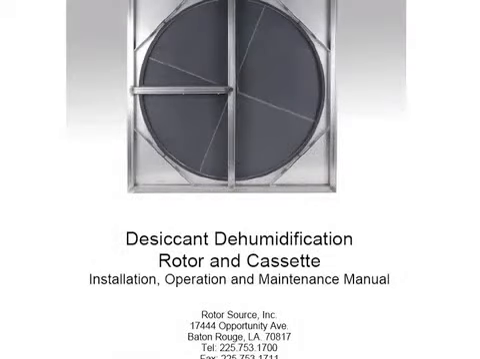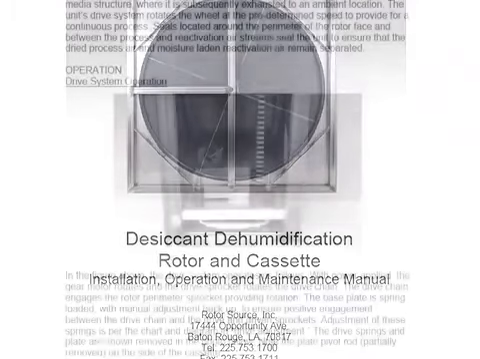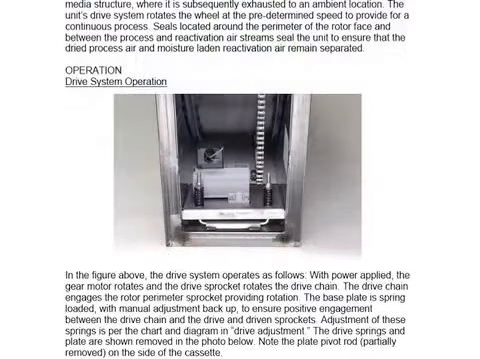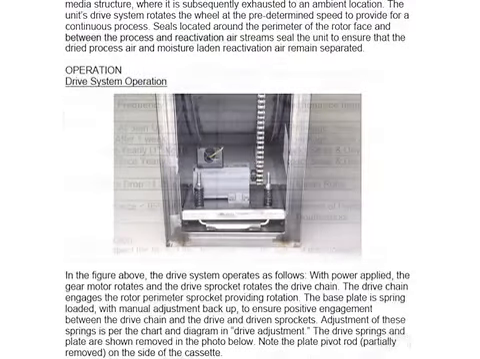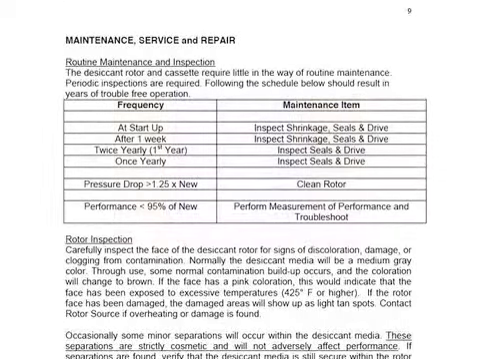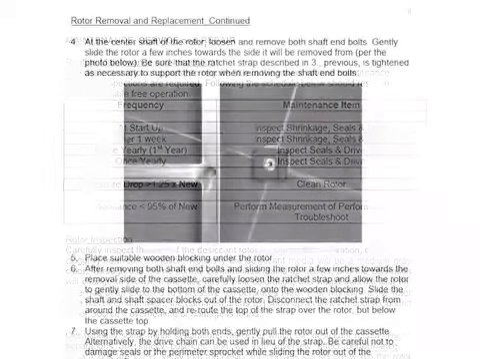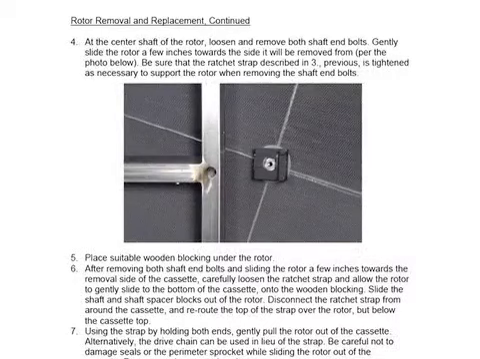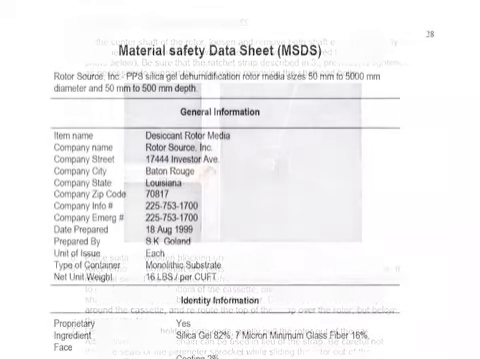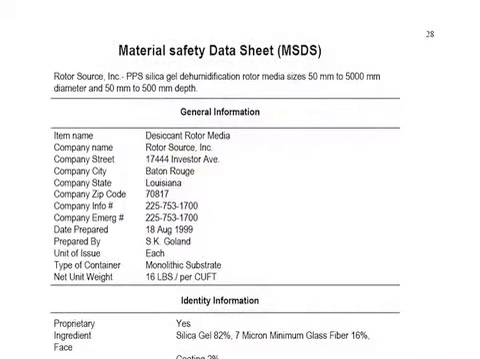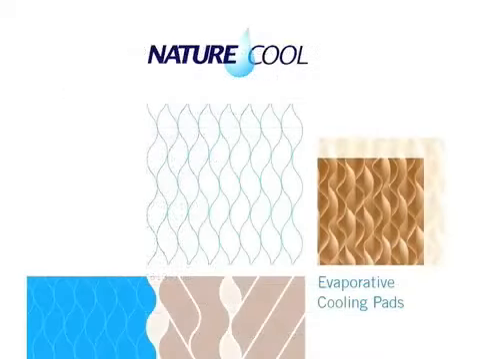Similarly, for dehumidification, we have another manual covering the same aspects. It covers as well the installation, operation, and maintenance of the dehumidification product. Both manuals are set up to be user-friendly, and again, this manual ends with the material safety data sheet and warranty. Finally, there is the evaporative cooling product.